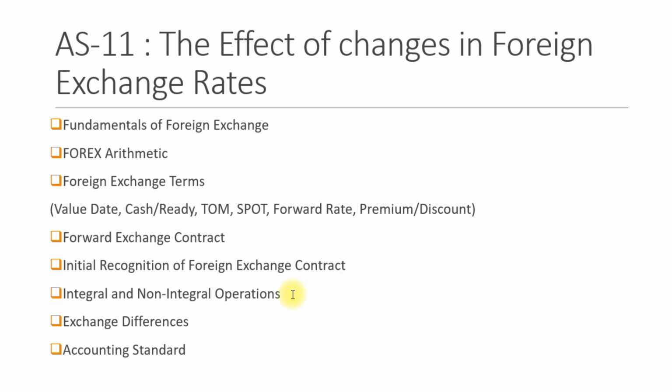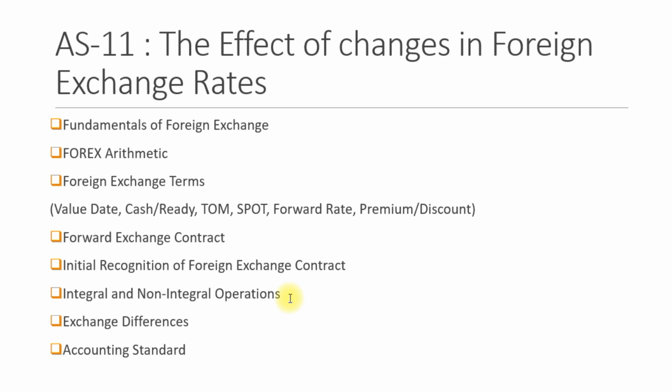Next, we'll take a look at what is integral and non-integral operations. For the sole purpose of accounting treatment, in this case foreign exchange rates and its changes and effects of changes, the transactions can be classified as Category 1 foreign currency transactions, Category 2 foreign operations, and Category 3 foreign exchange contracts. Now let us see what each of them means. Foreign currency transactions covers buying and selling of goods and services, disposition and acquisition of assets, denominated in foreign currencies and lending and borrowing of foreign currencies.